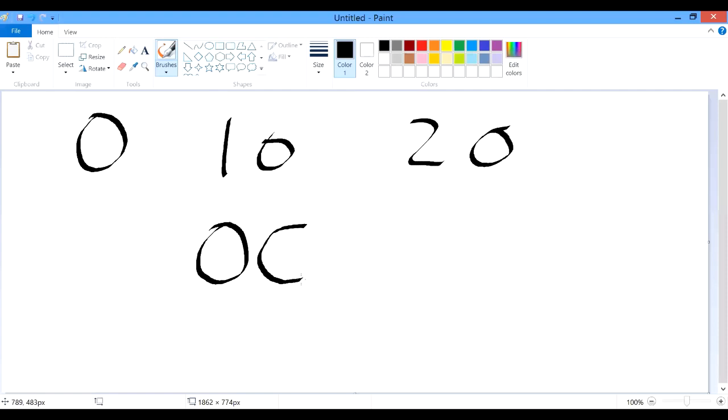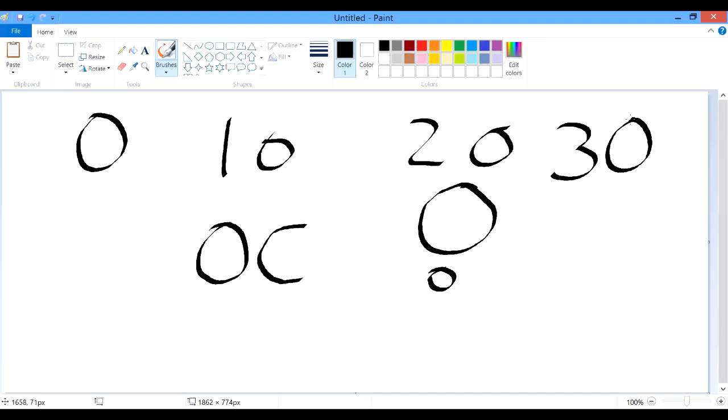This is 10. And then 20. So a big 0, and below you have a small 0. That is 20. And then come to the 30. So 30, you have to do it like this. So first the 0, then there is 10, then 20, then 30.